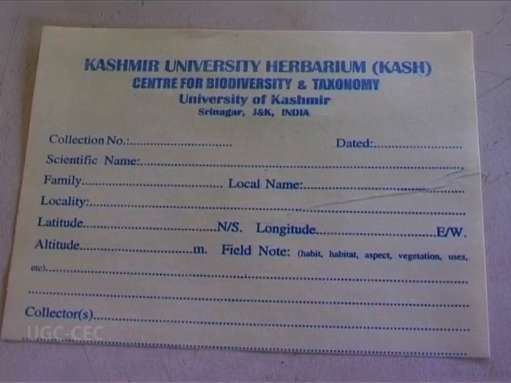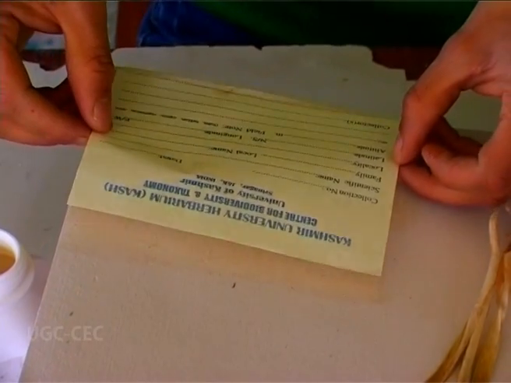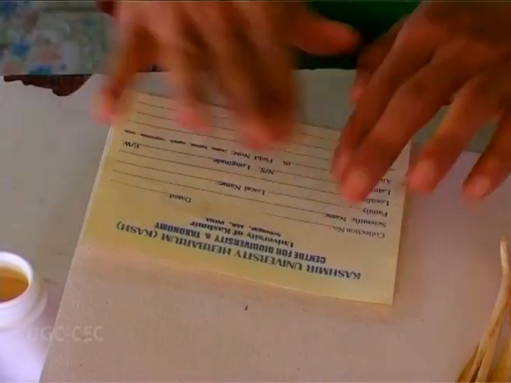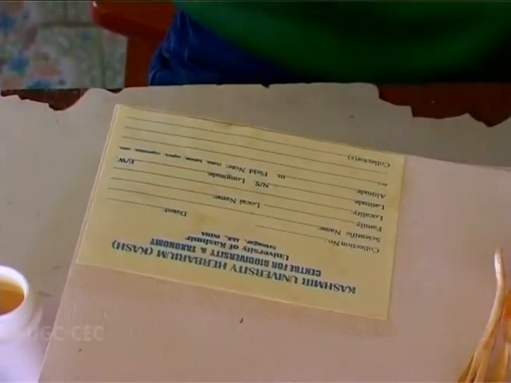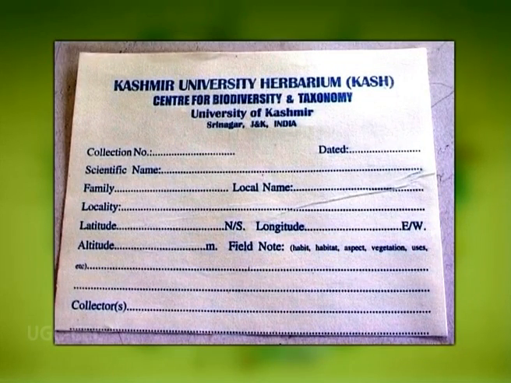Now the next step is what we call labeling. A herbarium label of standard size, 8 into 12 centimeters, is glued or attached to the sheet, usually in the lower right hand corner, after the specimen has been mounted on the herbarium sheet. In general, the specimen label should include the plant's name, family, local name, locality from where we have collected, latitude, longitude, altitude, date of collection, the collection number, brief field note, and the collector's name.